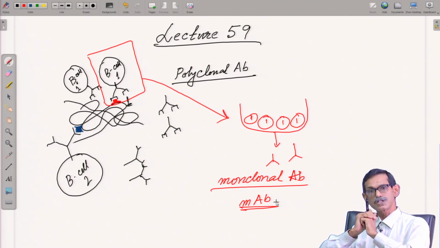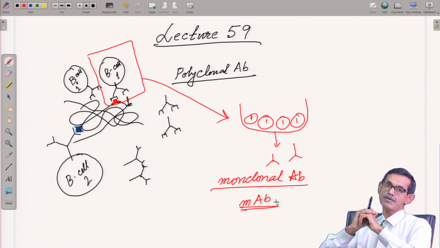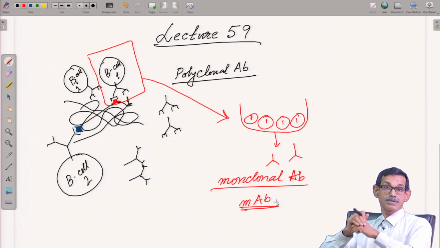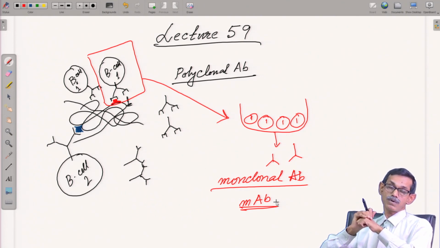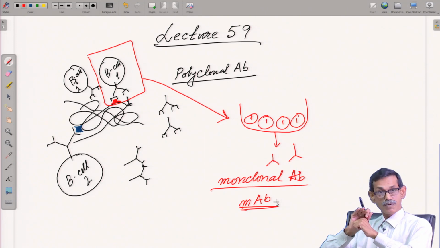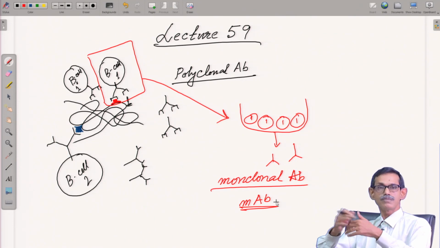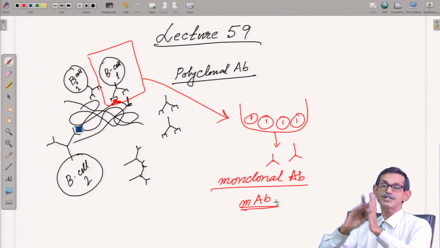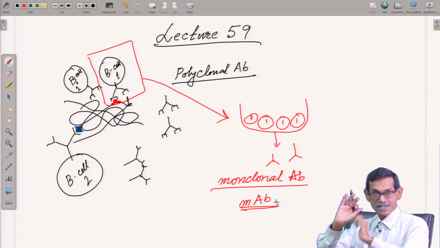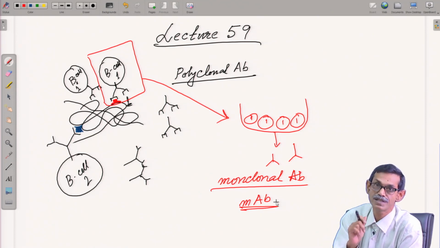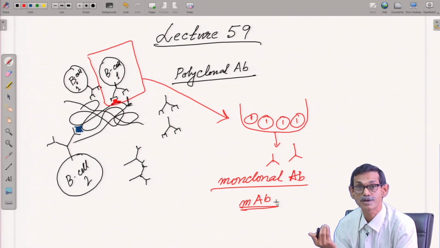The technique was first discovered long back, in 1975, by George Kohler and Cesar Milstein, who developed this technique, and they received the Nobel Prize for it in 1984. It is a very beautiful technique. Now many labs are producing it, but initially their idea was fantastic. So, now we will see what they actually did and how we can get the monoclonal antibody.